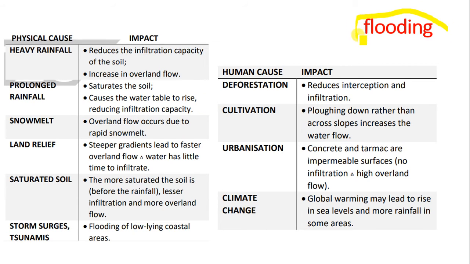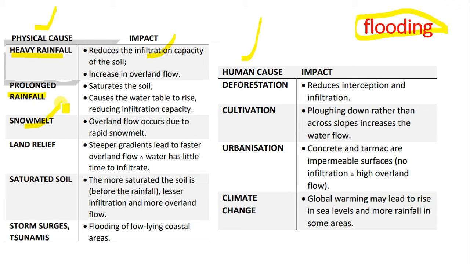Now, flooding is another natural hazard. There are physical and human causes of flooding. In terms of physical causes, we have heavy rainfall and prolonged rainfall. Heavy rainfall reduces the infiltration capacity of the soil, and it increases overland flow. If you want to know the meaning of infiltration capacity, watch the video on water and its environment, chapter 4. Prolonged rainfall saturates the soil, causes the water table to rise, reducing infiltration capacity.